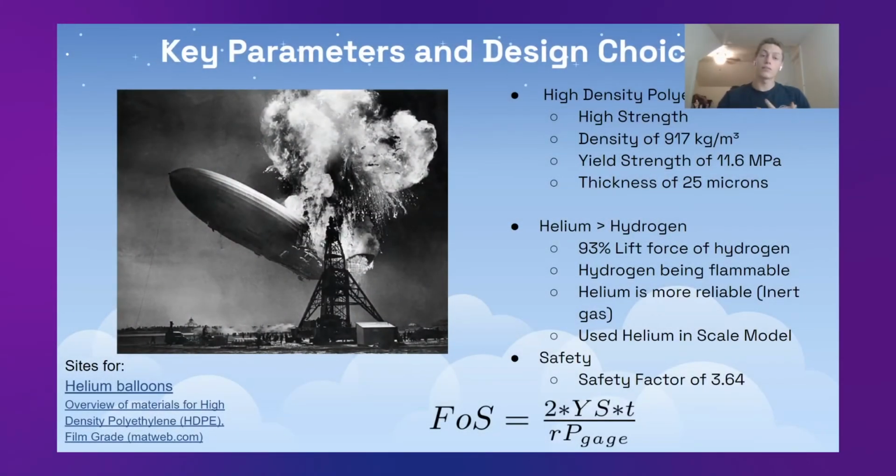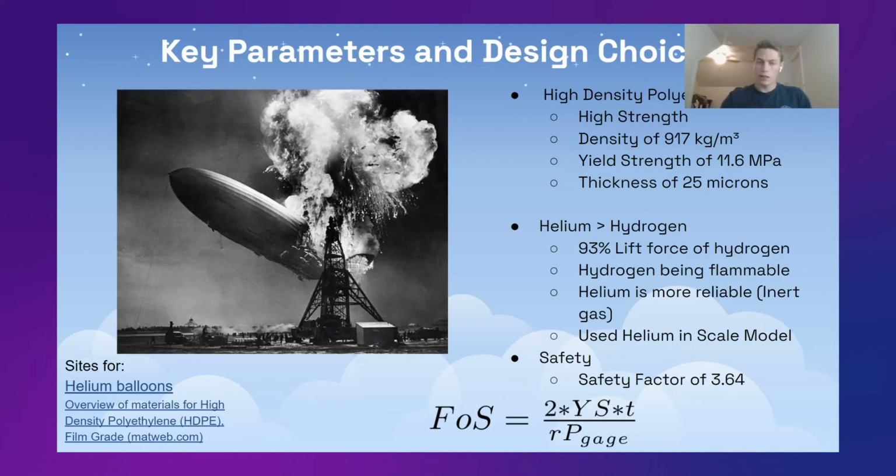Thank you, Chris. And as for our design choices, firstly, we went with high density polyethylene for our balloon material. This is because of its extremely high strength due to its marginal difference in yield strength and ultimate strength. It has a density of 917 kilograms per meter cubed. And for the sake of simplicity, we chose a yield strength of 11.6 megapascals based on an average of the system, as the yield strength does change with temperature, though it is a material property. The thickness of the polyethylene was determined to be 25 microns from our findings, which will be explained more later.